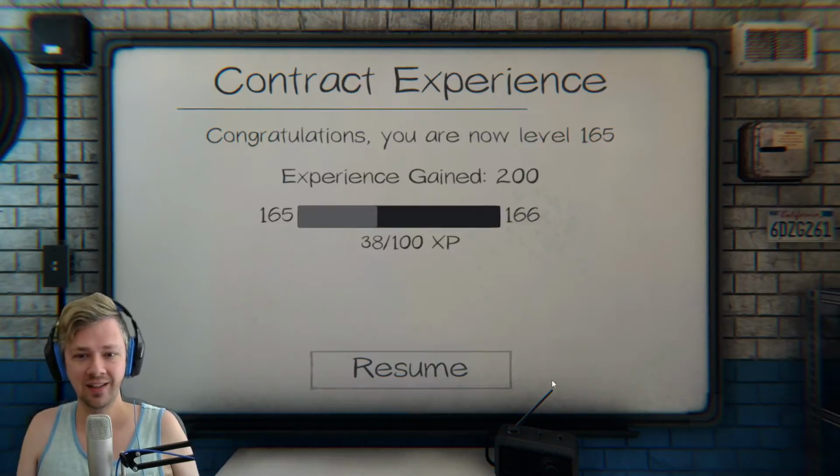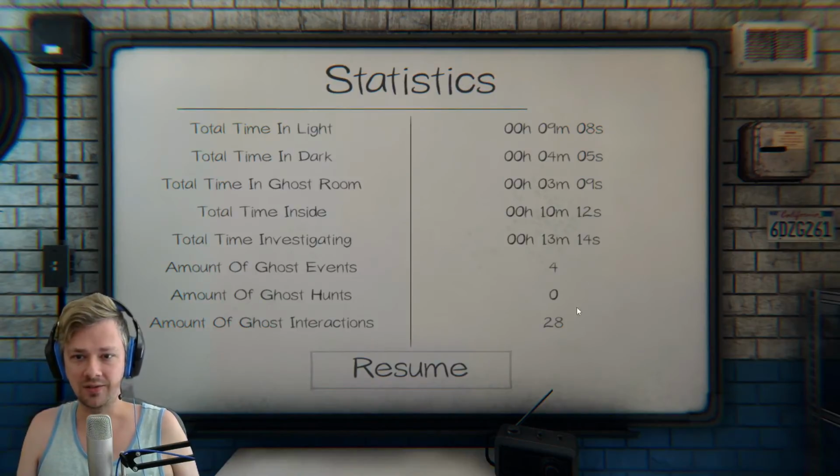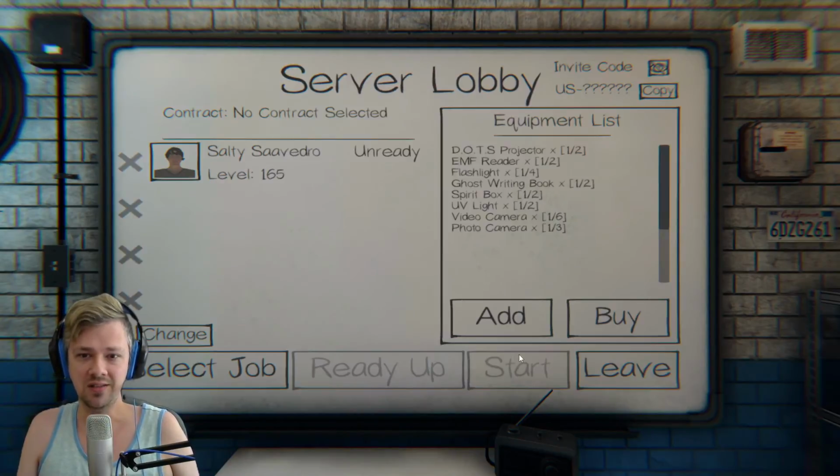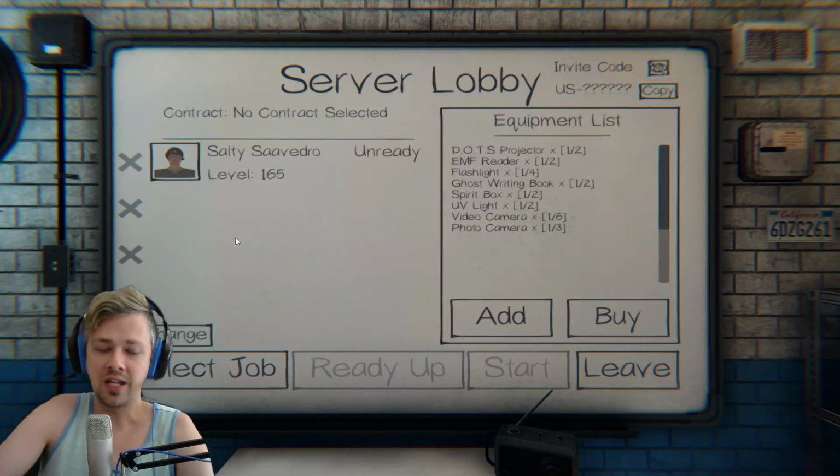225. Not bad. Completed that in pretty quick amount of time. Made it to level 165. I keep thinking I made it to level 200. That's not a level. 13 minutes. Not a bad run. 28 ghost interactions. About 2 per minute. 4 ghost events. Cool. Well, that was pretty easy.